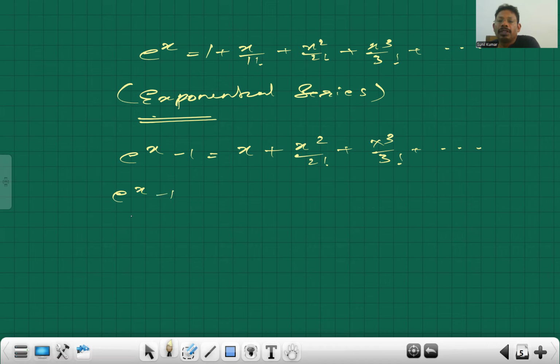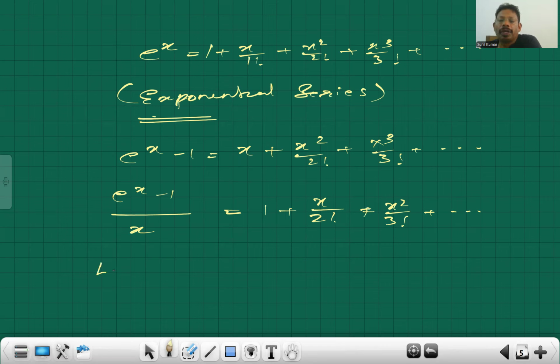So what we are going to do is divide by x. What do we want to get? LHS becomes e raised to x minus 1 by x. What about RHS? It is 1 plus x by 2 factorial, x square by 3 factorial. This way it will move.